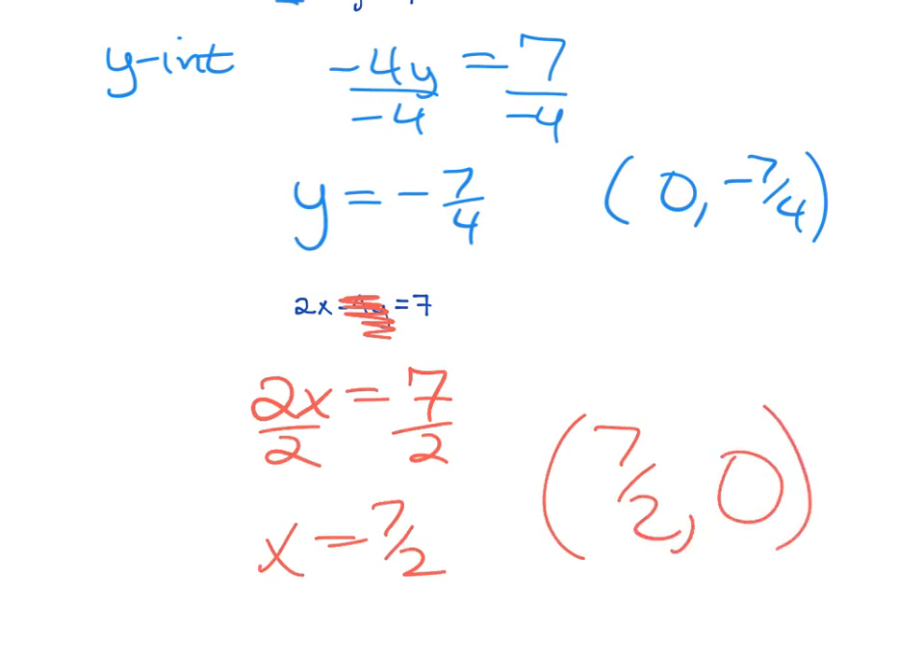Like, on our quiz and stuff, when it asks for the x or y intercept, are we supposed to write the whole coordinate or just y equals? Write it as a coordinate. So we would write 2 different coordinates?